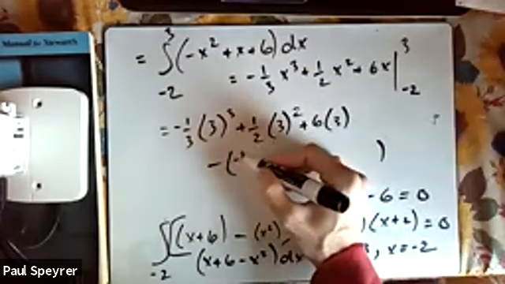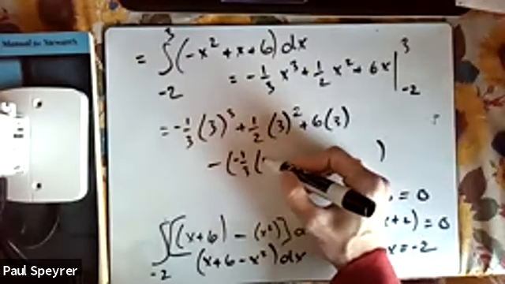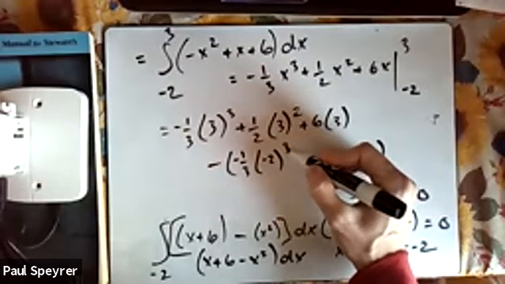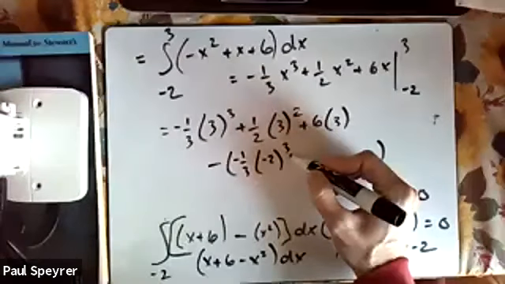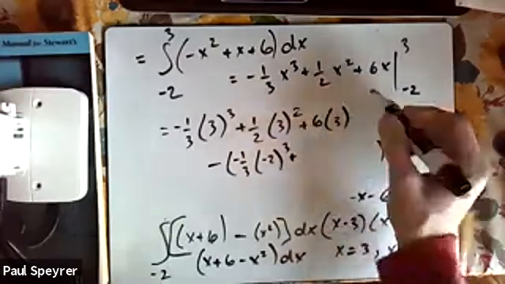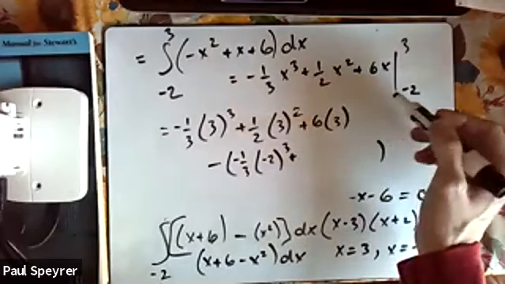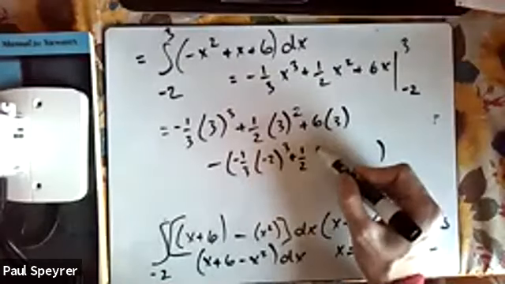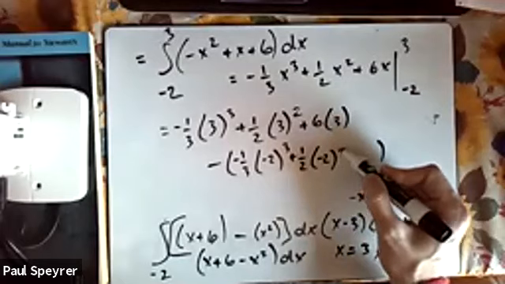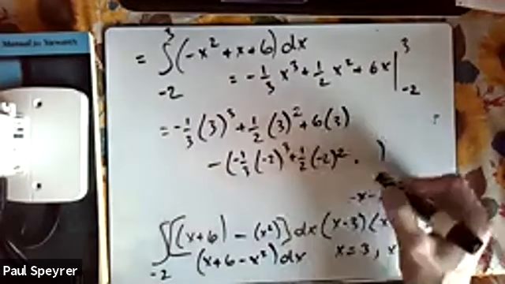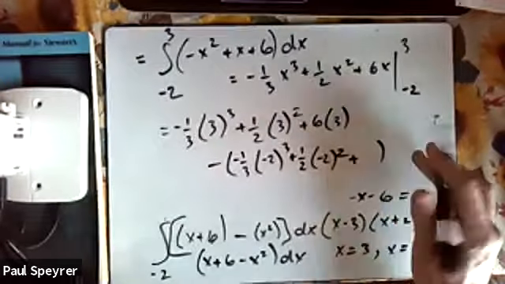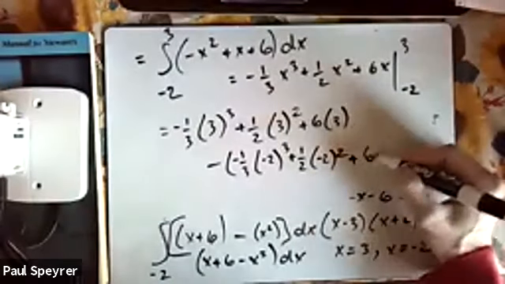So this is negative 1/3, and then you're gonna have negative 2 cubed plus 1/2, and then negative 2 squared plus 6 times negative 2.